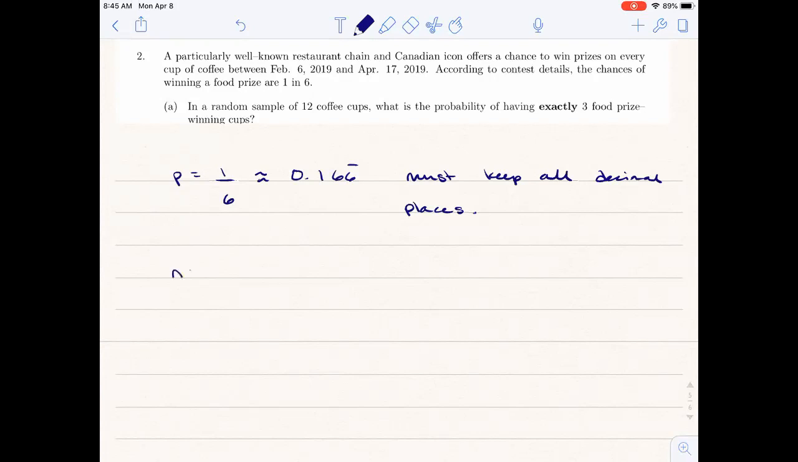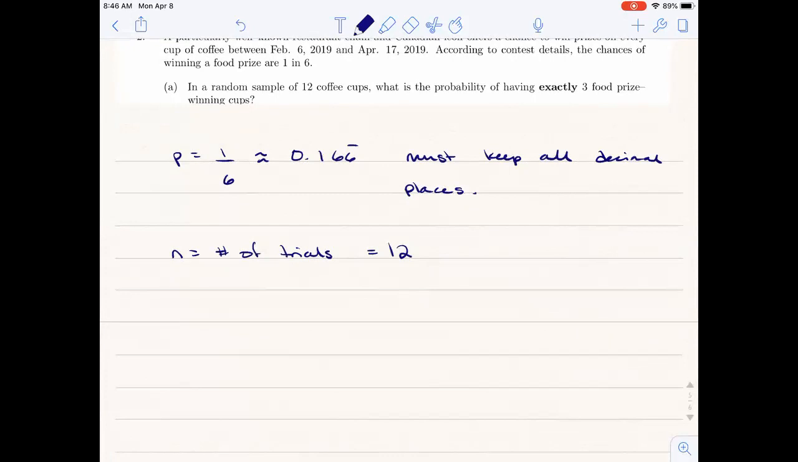And N is the number of trials, which in part A is 12 coffee cups. So we buy 12 cups and we roll them. Hey, it doesn't say if we roll them. I assumed. How else would you win? You scratch them? No, although that'd be fun. So you roll them. And what's the probability of having exactly 3 winners? So not less than 3, not more than 3, just exactly 3.